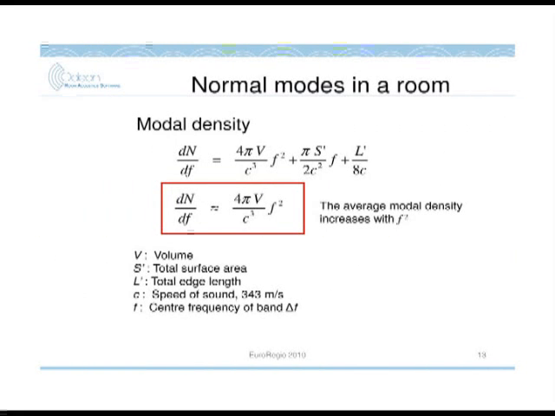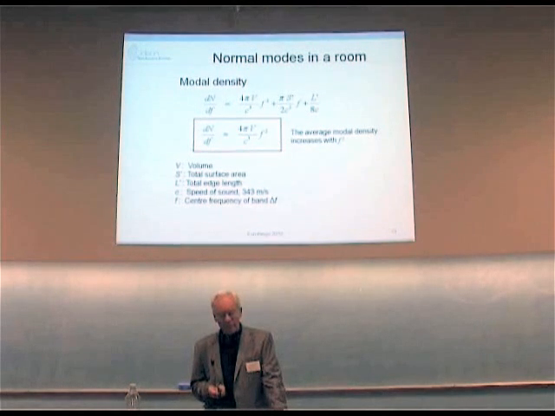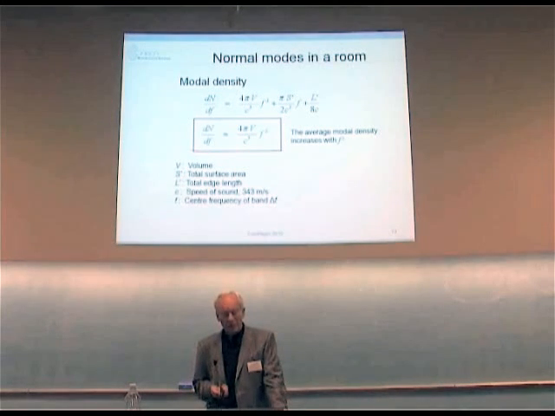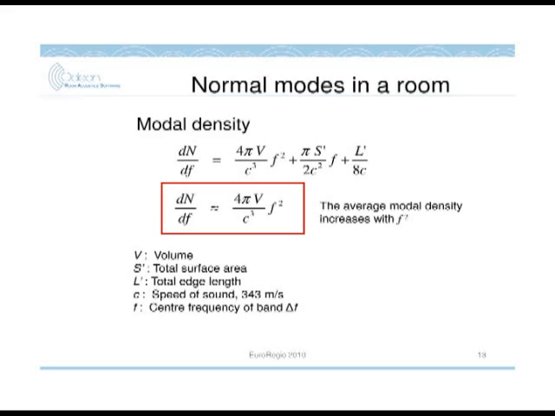So the number of modes can be calculated from an equation like this, where the most accurate one takes the volume, the surface area and the total edge length of the room into account, but a quite good approximation just takes the volume into account. And you will see that the modal density increases with the square of the frequency. We just put that aside now, and then I will refer to it again in a minute.